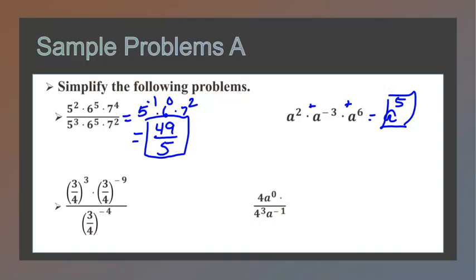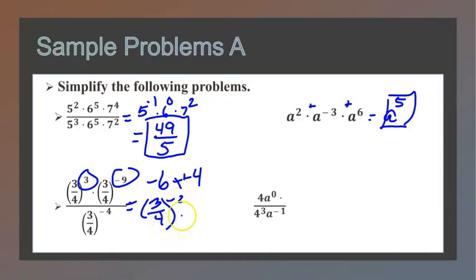Next, I have just 3/4 as my bases. So in the numerator, I can take my exponents and add them together, and that gives me negative 6. But if I divide the bases, I have to subtract the exponents. So that's going to give us 3/4 raised to the negative 2nd power. Because I have a negative exponent, I flip the base, so that'd be 4/3, and then I raise it to the 2nd power. So I should have an answer of 16/9.